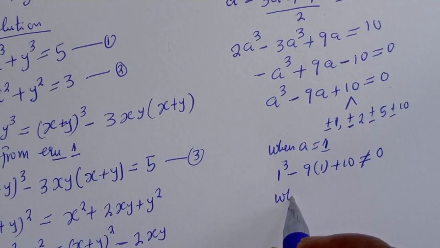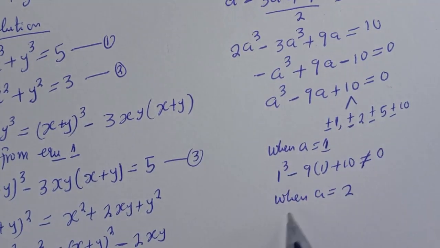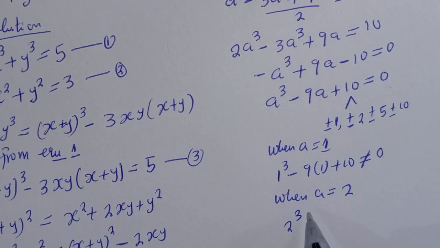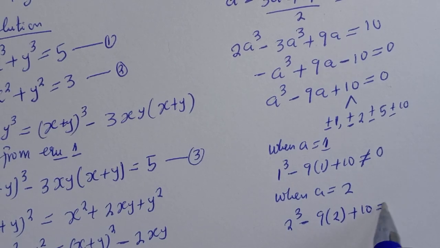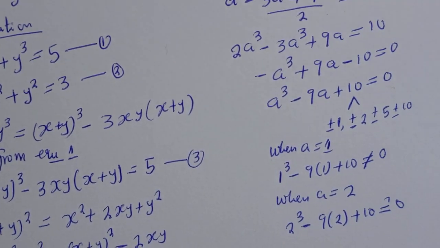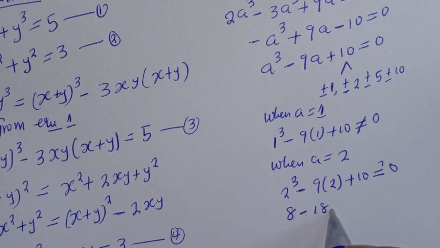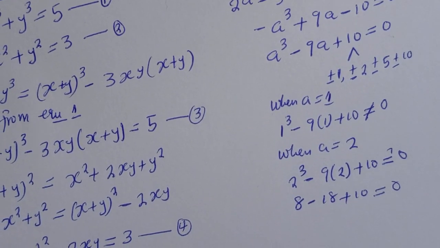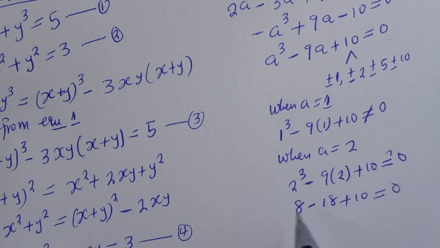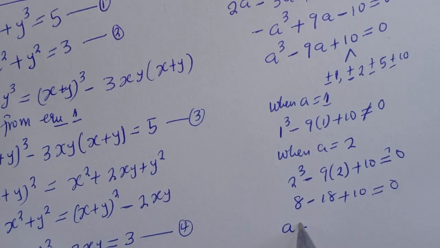When A is equal to 2, then let's see, we have 2 raised to power 3 minus 9 bracket 2 plus 10 must be equal to 0. Then 2 raised to power 3, this is 8 minus 9 times 2, 18, plus 10. If you look, this is equal to 0. Then 2 is a factor. 2 is a solution. Therefore, A is equal to 2 is true.